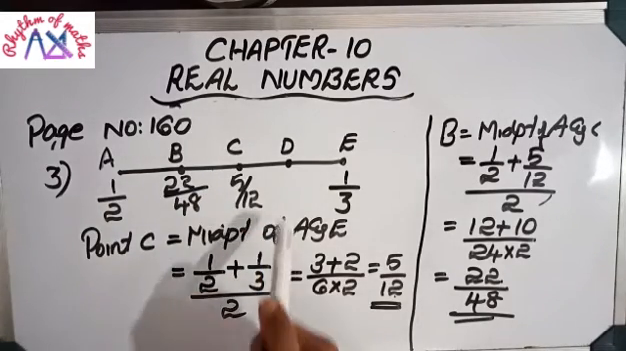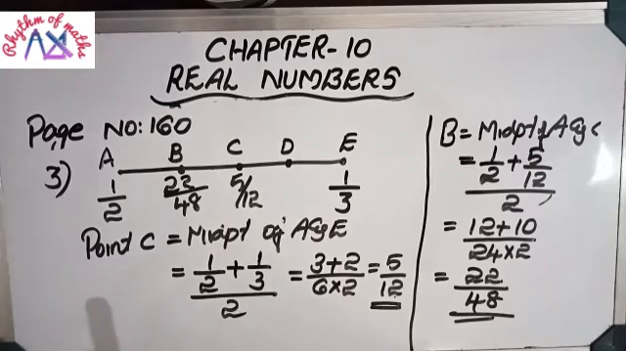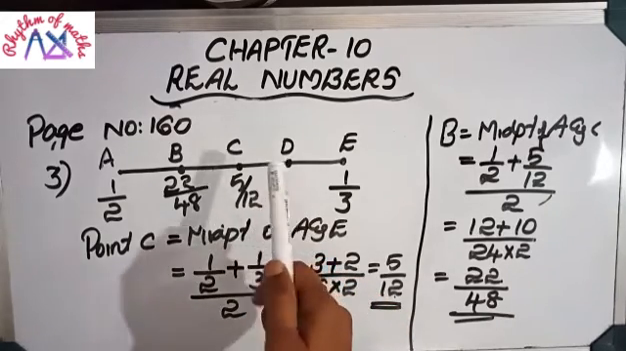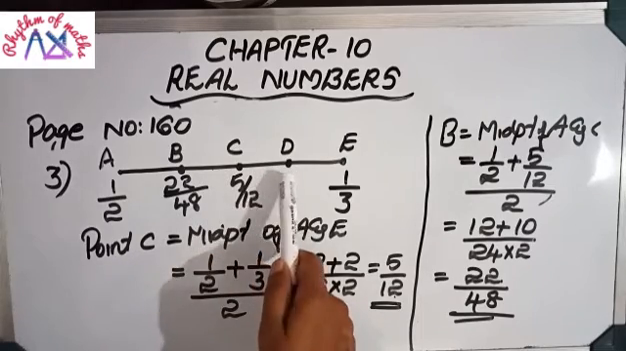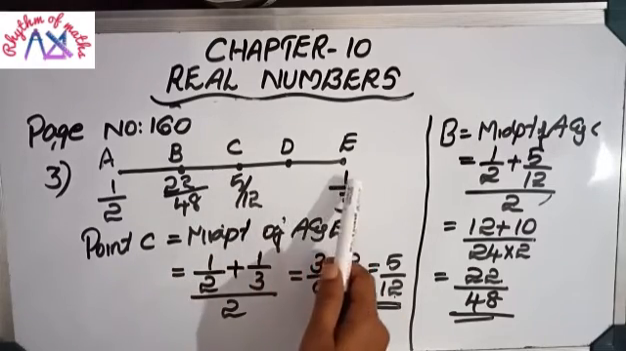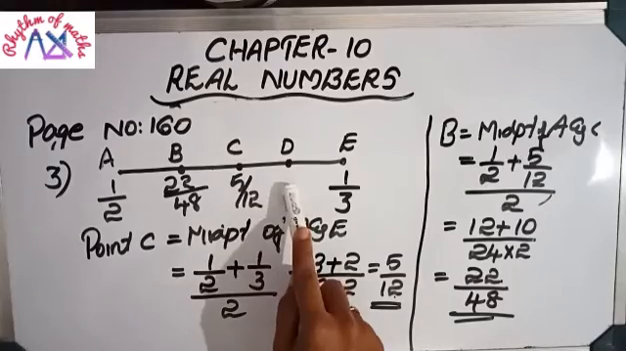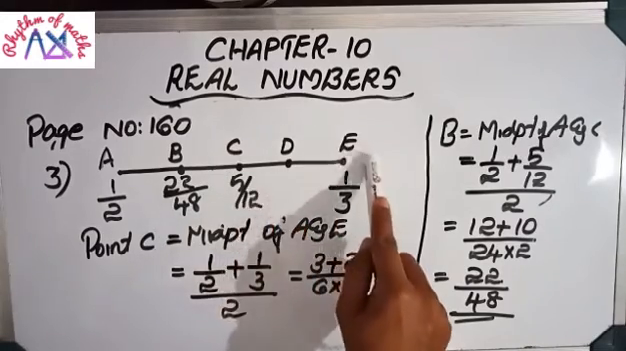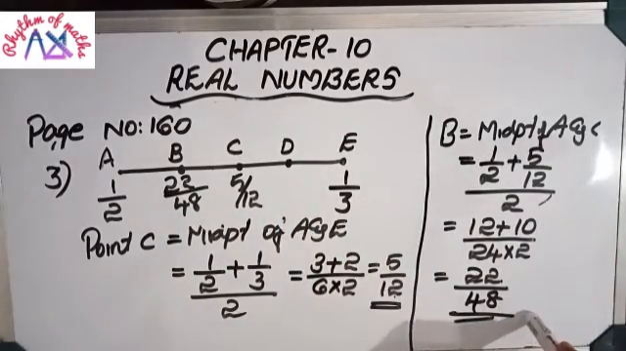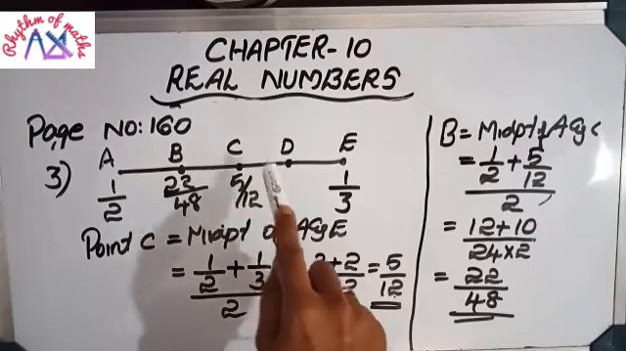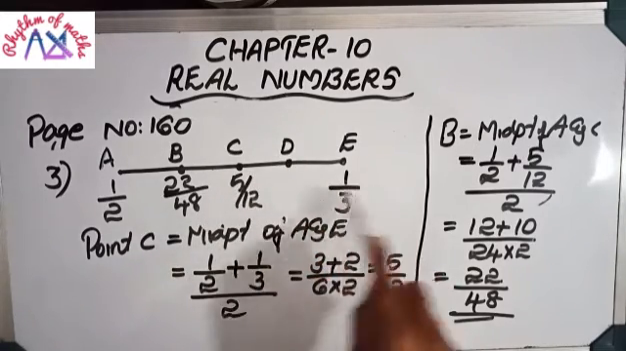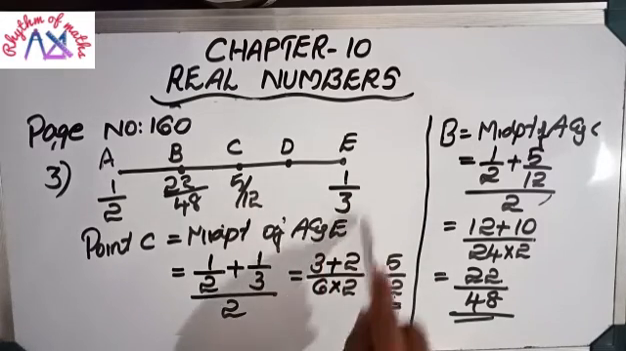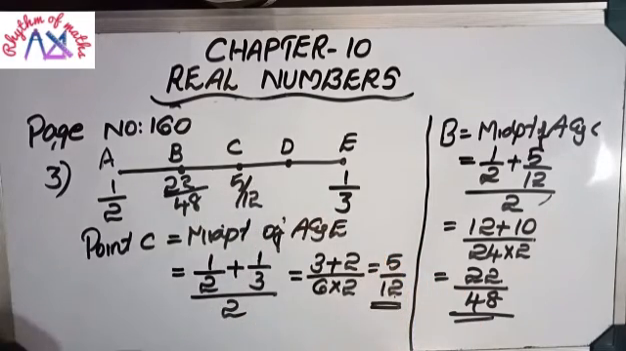Similarly, how will we find the point D? D is the midpoint of C and E, because D to C and D to E, both these measurements are equal. Therefore, D is the midpoint of C and E. So, by using the same equation, find the point D also. Do it as homework. That is 5 by 12 plus 1 by 3 whole divided by 2. By doing that, you will get the point D also.